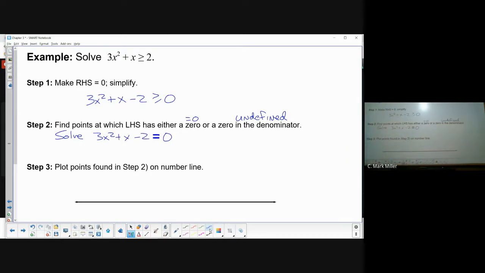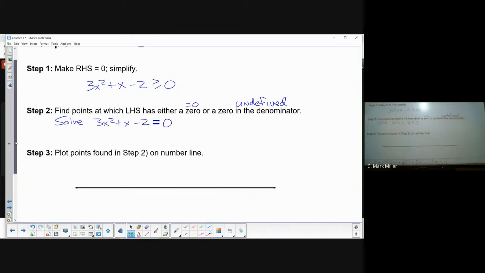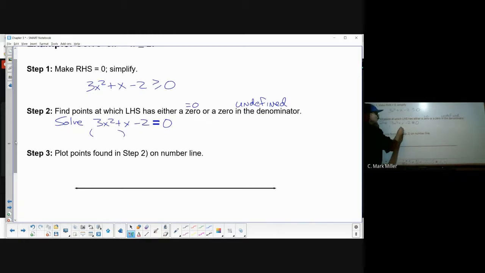And this gives us places where it could change sign. Right? So that's going to be what? Let's see here. (3x - 2)(x + 1). Does that work? It may not work, but multiply it out. 3x squared, check. Positive 3x minus 2x is positive 1x, check. And minus 2 times 1 is minus 2, check. So it does work. You set each one of these equal to 0.